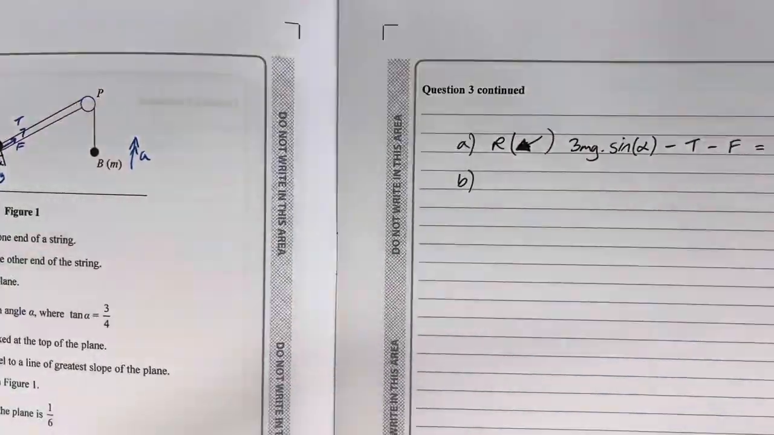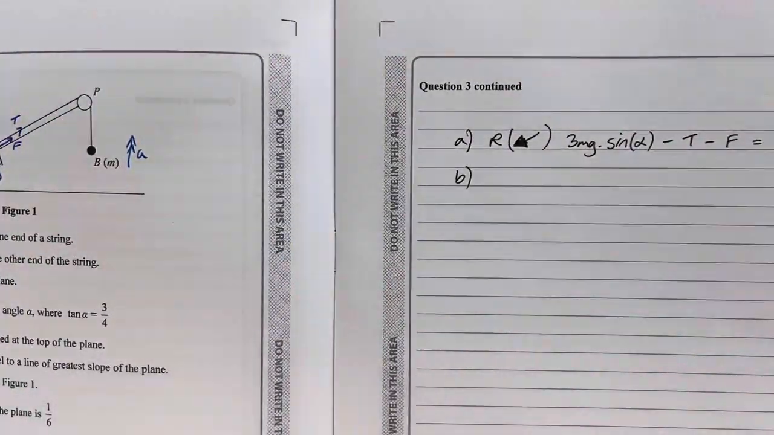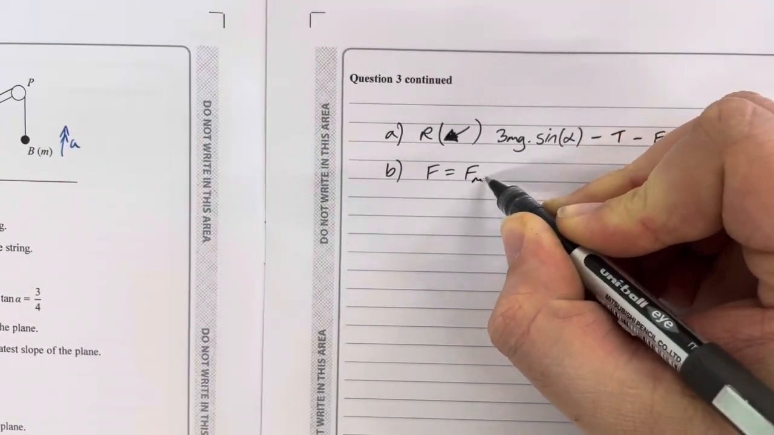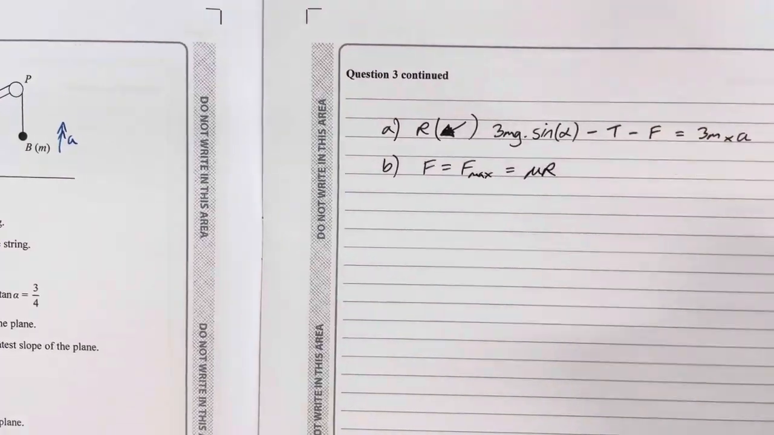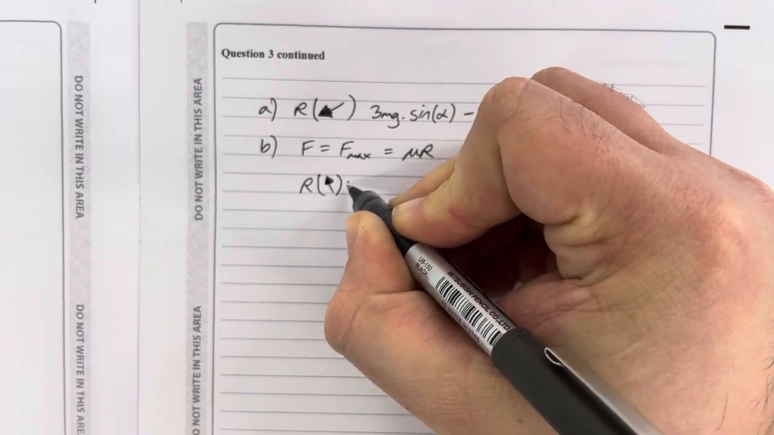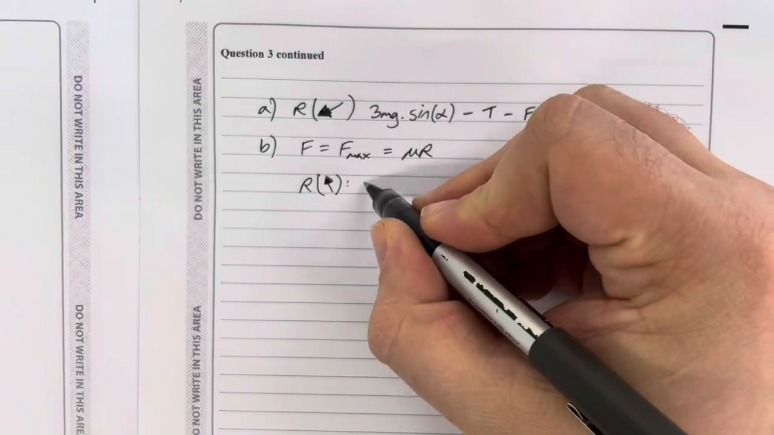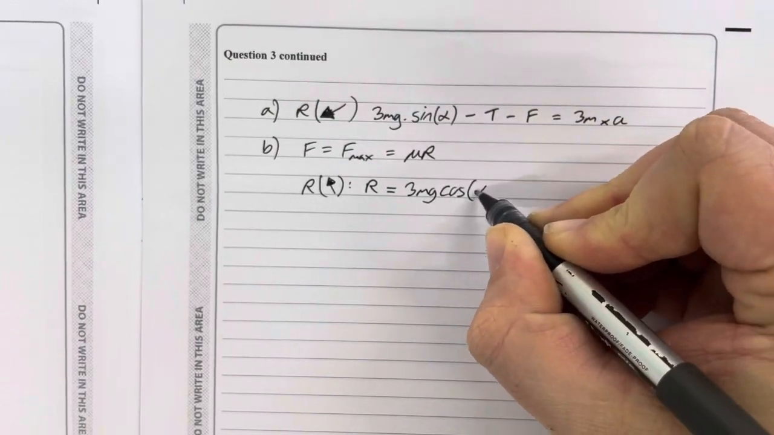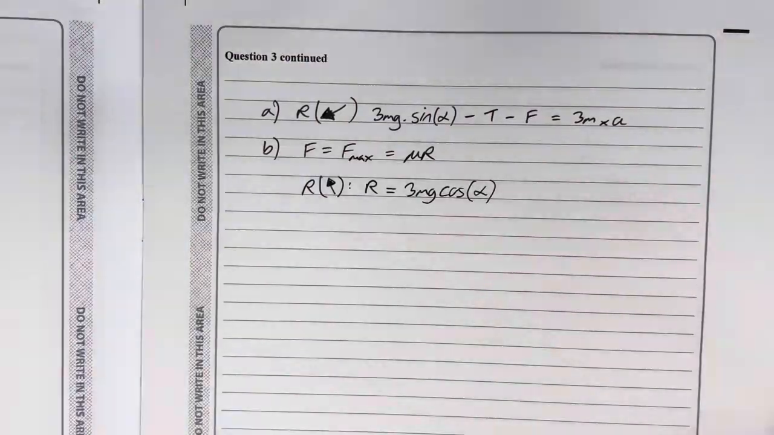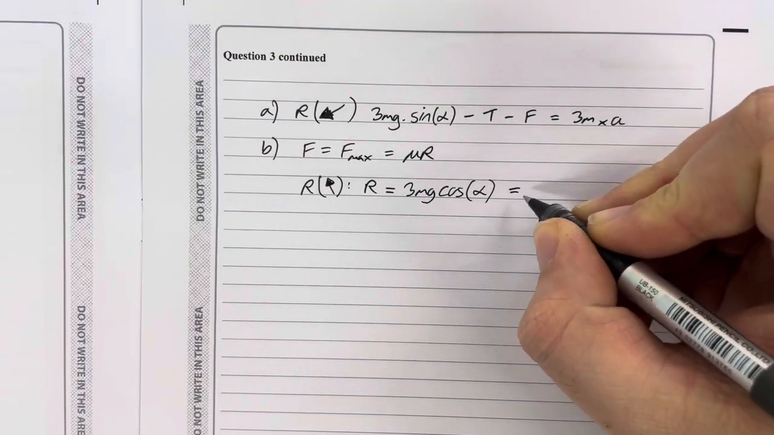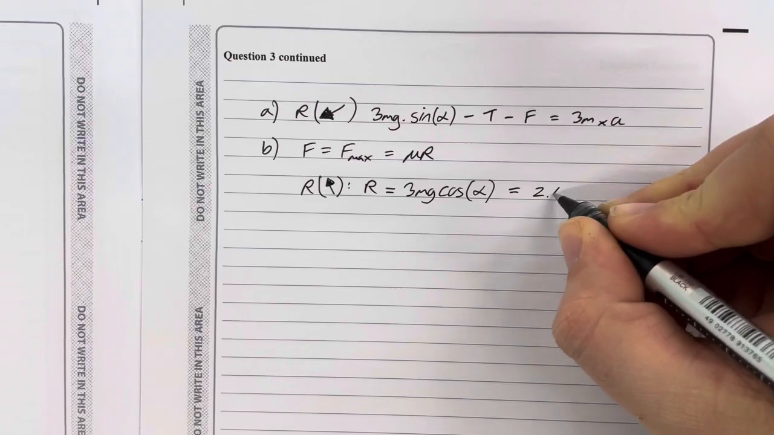Because it's starting from rest but is now moving, F is going to equal F max, which equals mu R. So I need to calculate R. I'm going to resolve perpendicular to the plane, so it's going to be up in that direction, and R is equal to 3 mg cos of alpha. And again, we know that cos of alpha is 0.8 because tan of alpha is 3/4. So that is 0.8 times 3, which is 2.4 mg.